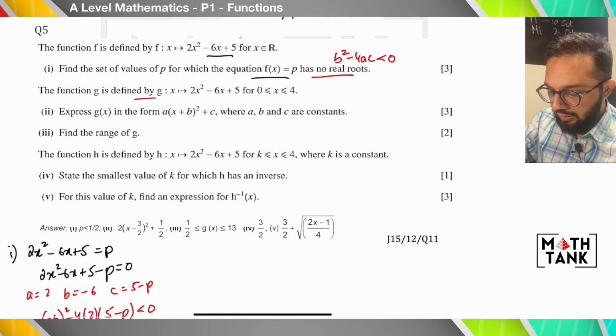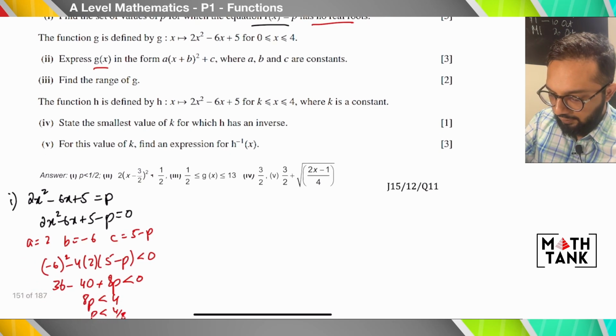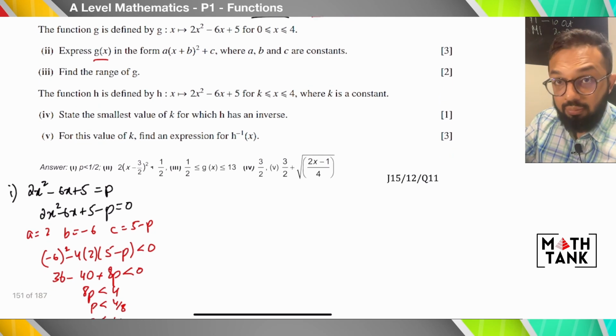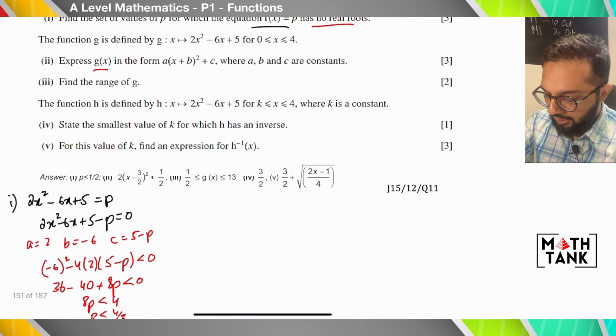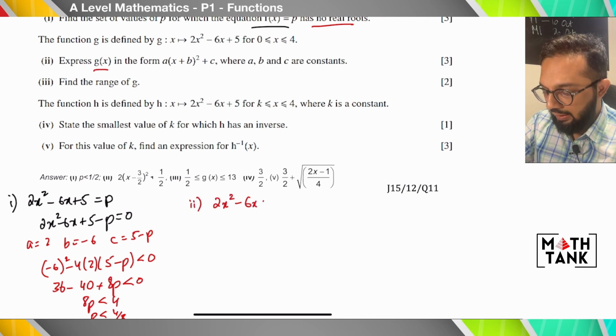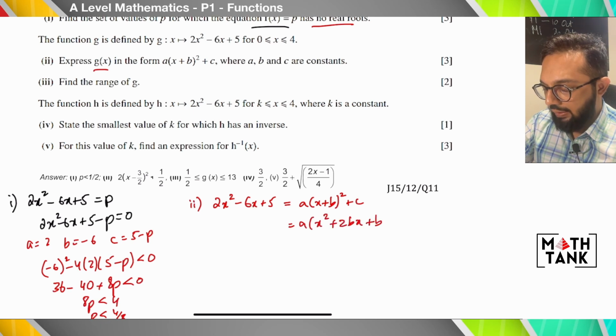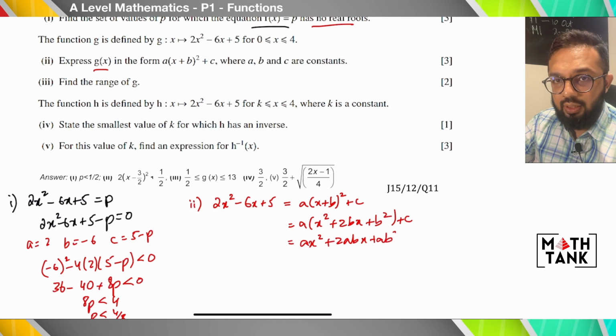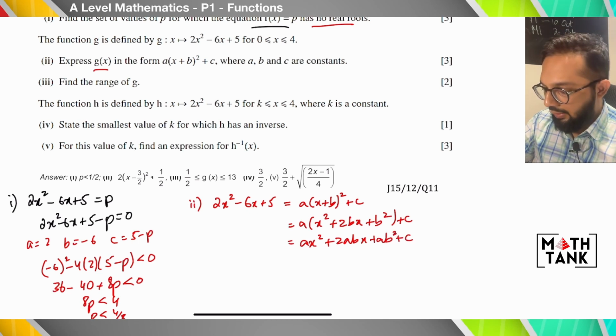Then it says the function g is defined by this for x between 0 and 4. Express g of x in the form a(x plus b) whole squared plus c, where a, b, and c are constants. So part 2 is just about completing the square. So 2x squared minus 6x plus 5 equals a(x plus b) whole squared plus c. So ax squared plus 2abx plus ab squared plus c.